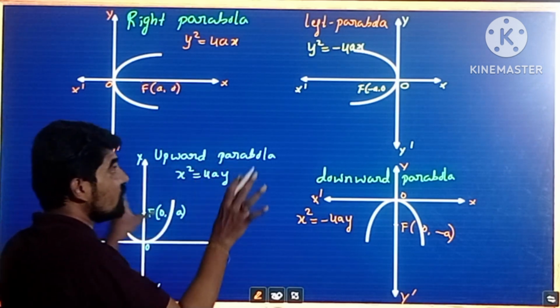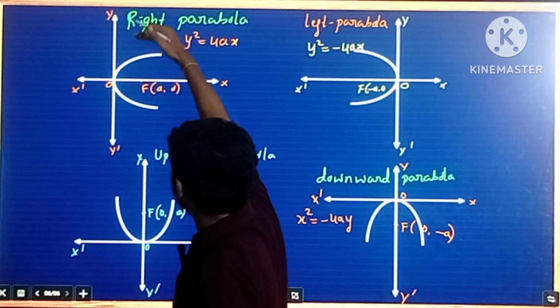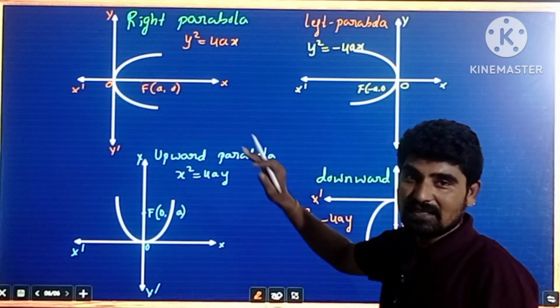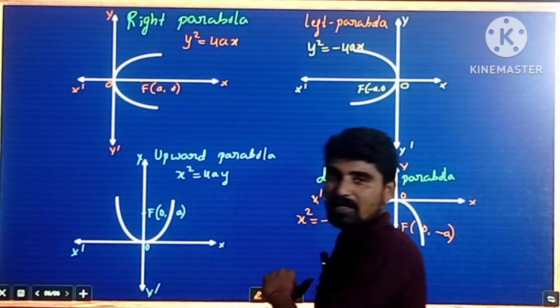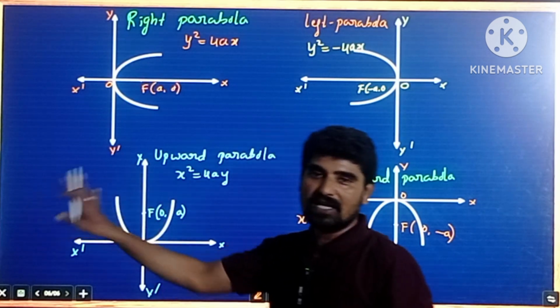And one more thing, parabolas are also symmetrical figures. It means area bounded by the parabola above the x-axis is equal to area bounded by the parabola below the x-axis, as well as area bounded by the parabola to the right side of the y-axis is equal to area bounded by the parabola on the left side of the y-axis.